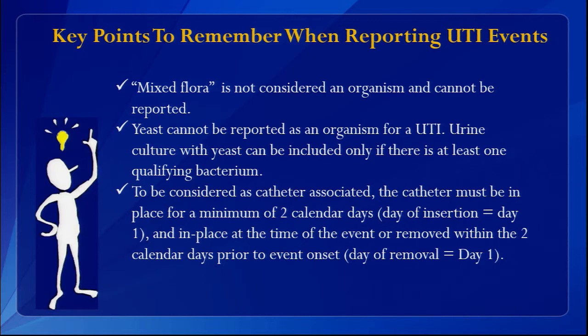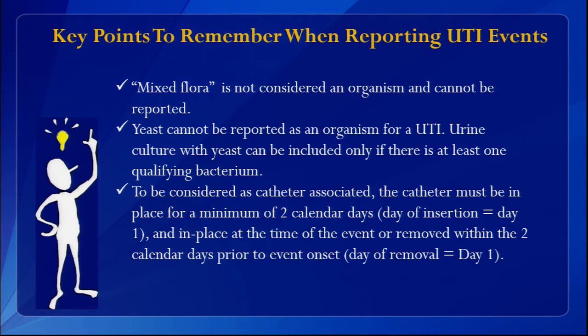Yeast cannot be reported as an organism for a UTI. This means urine cultures with yeast can only be included if there is at least one qualifying bacterium. And in that case, when you enter that event, you would not enter the yeast into the NHSN application. In fact, it won't even be an option for you. You would just enter the bacteria.